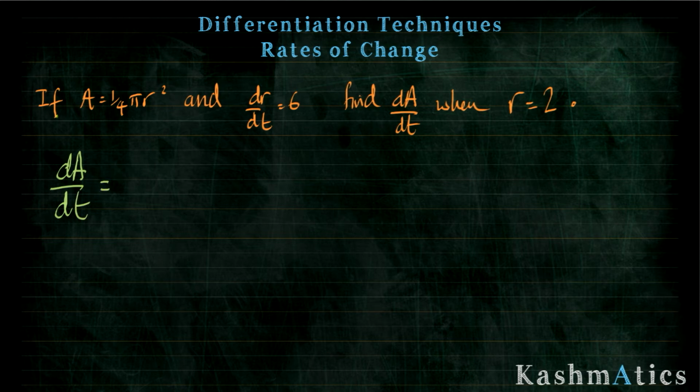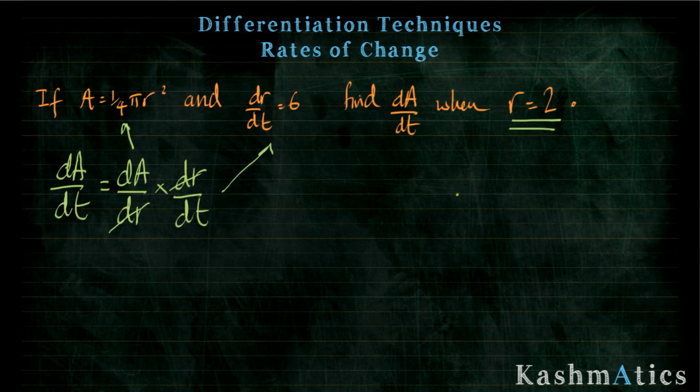Now, from this, we can't actually work out dA by dt, but what we can do is differentiate that to get dA by dr. And if I want to cancel out terms to make dA by dt, I need to multiply by dr by dt because these two here will cancel out to leave me with dA by dt. Now dr by dt is something I've already been told, that's equal to 6. And dA by dr I can work out from here because I can differentiate this and then substitute the value r equals 2 to get what dA by dr is.